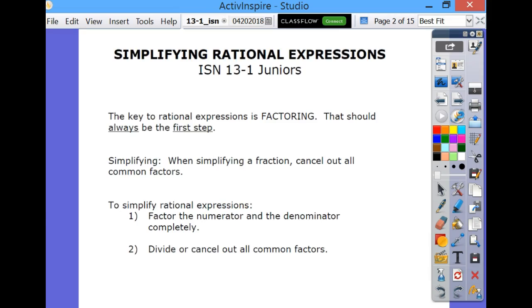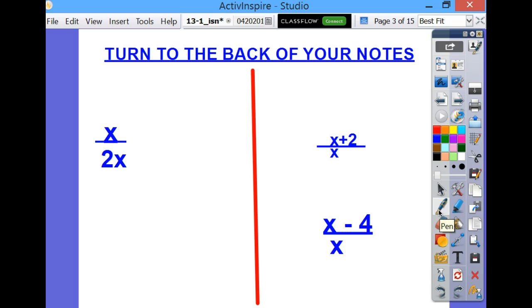When you are simplifying a rational expression, factoring is always the first step. Please highlight that on your paper. Would you turn to the back of your paper? There's some things about factoring that I need to make clear before we even start on any of these examples. So on this back half of your paper, would you write these examples down?